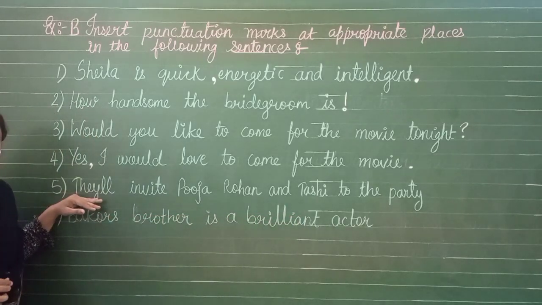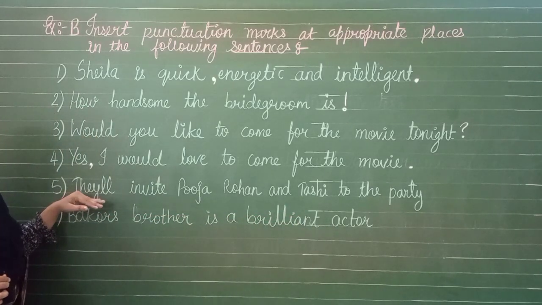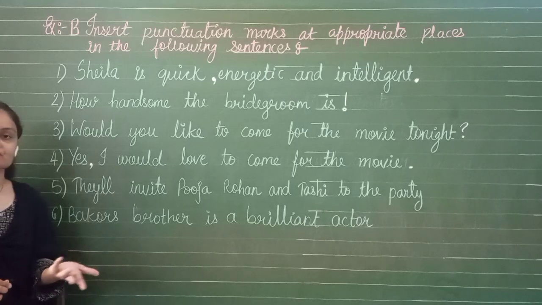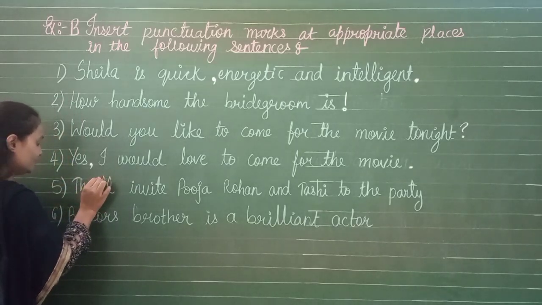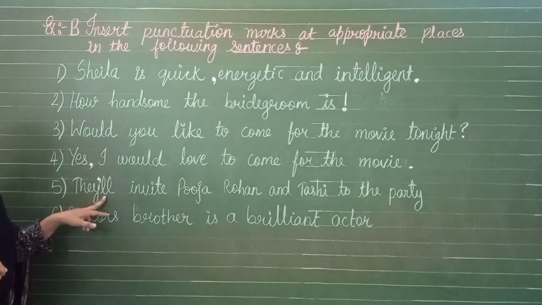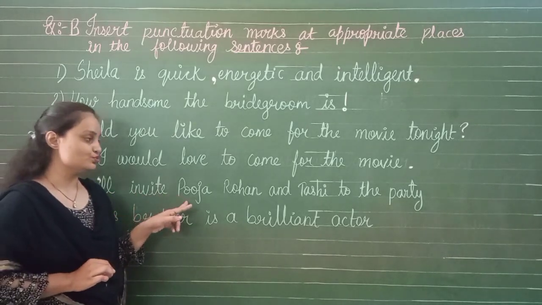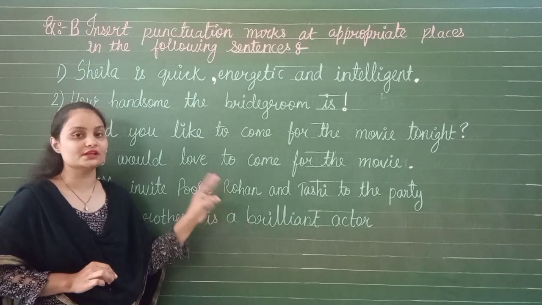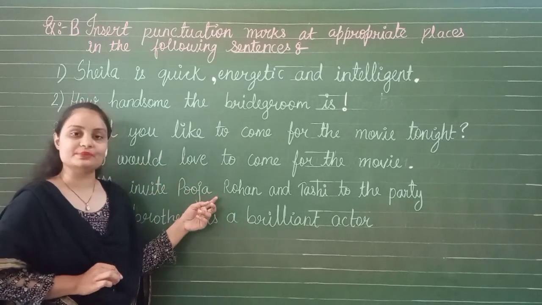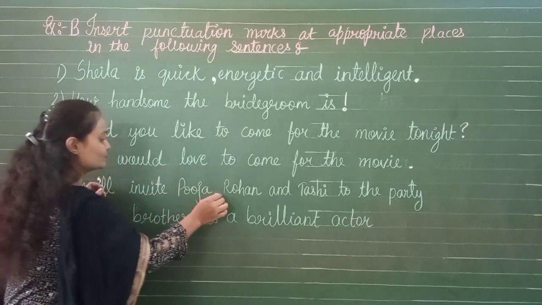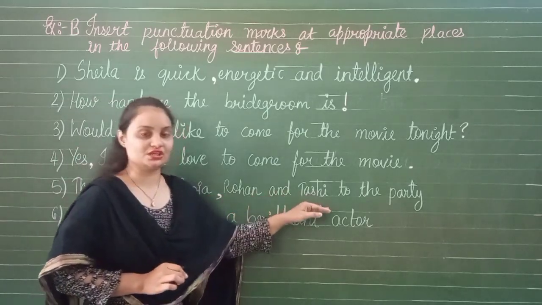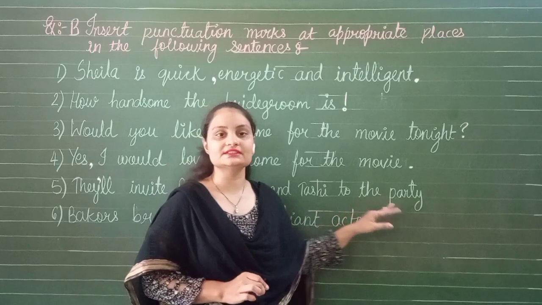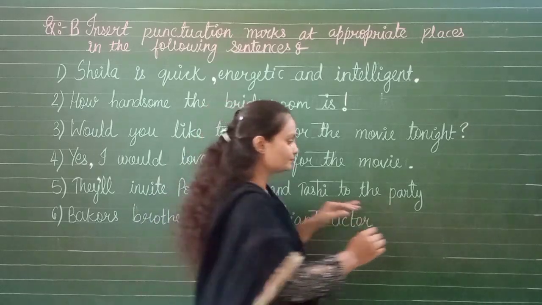Next is, they will invite Pooja, Rohan and Tashi to the party. This is the short form of they will. So when there is a short form, what will we use? Apostrophe mark. So they, apostrophe, double L, invite Pooja, Rohan. Here there are two words, so we will separate them with the comma. So Pooja, comma, Rohan and Tashi to the party. The sentence ends with the full stop.